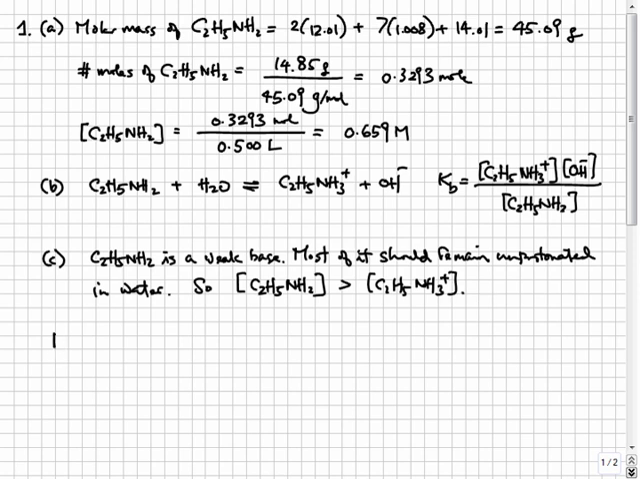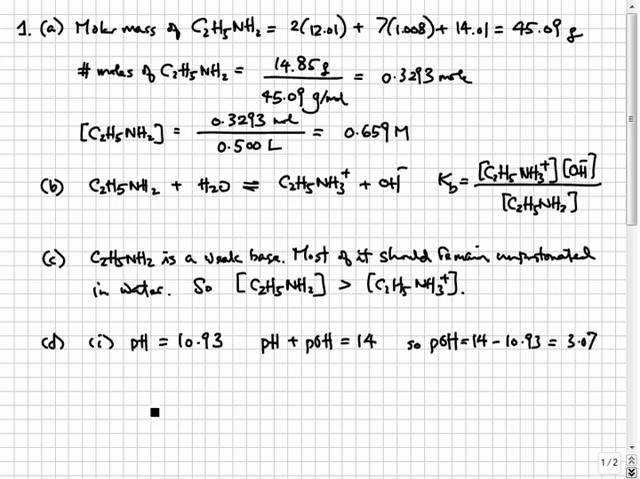D. 1. The pH and pOH of any aqueous solution must add up to 14, so the pOH is 14 minus the pH. The OH- concentration is 10 to the negative pOH, which comes up to be 8.5 times 10 to the minus 4 molar.